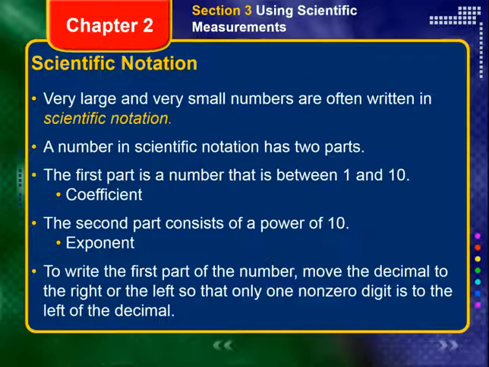To write the first part of the number, move the decimal to the right or to the left so that only 1 non-zero digit is to the left of the decimal. Right? That will make the number between 1 and 10.